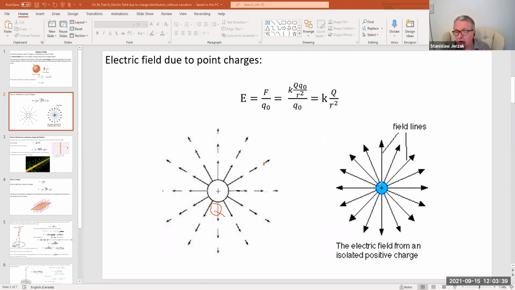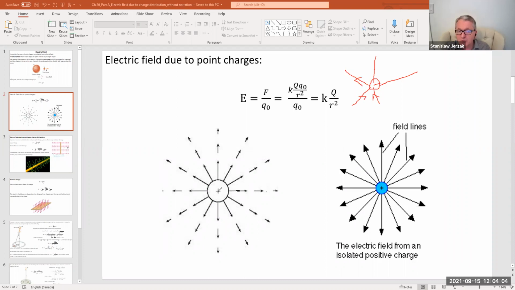For a point spherical charge, electric field lines are radially away from a positive charge. If the charge is negative, as you know from physics 1801, then the electric field lines are radially towards that negative charge. The direction is towards the negative charge, right?